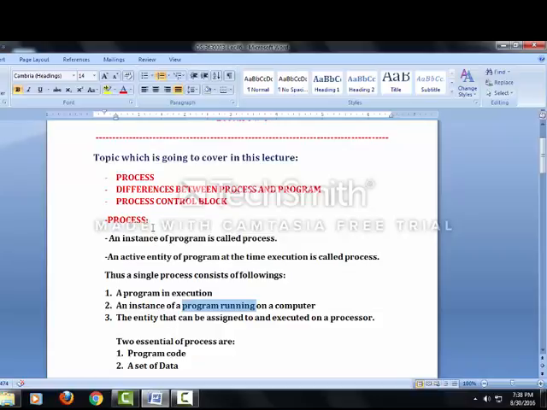Right? So here the term process is very clear. Anytime a user wants to execute a program that exists on the hard disk or any secondary device, at the time of execution that program becomes a process. That is why we say an instance of a program is called a process, because it is activated in the primary memory. All the context of the process is present in the primary memory and it keeps executing. That is why it is called an active entity.